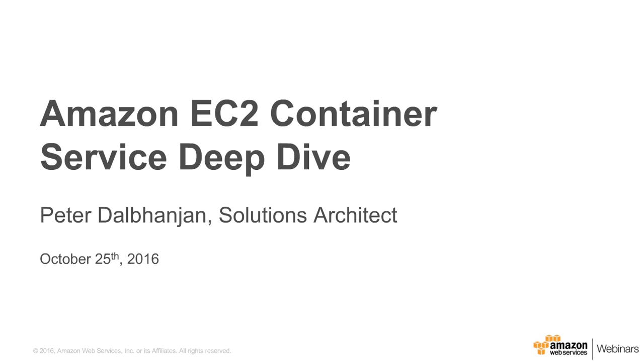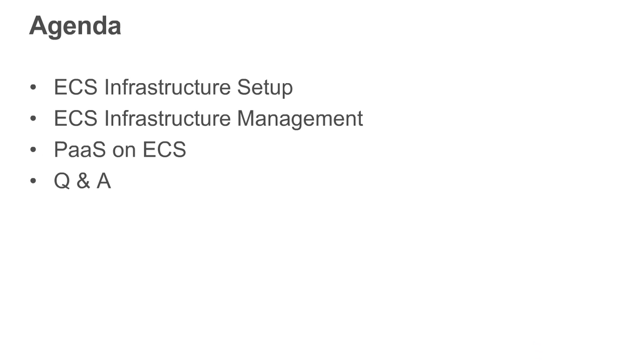Let's get started. So here's the agenda for today. First, we will review a few best practices for setting up your ECS infrastructure. And then we will review how to better manage your ECS infrastructure. In this section, we'll cover monitoring, logging, security, service discovery, and automated scaling. Then we will take a look at a few platforms as a service that are built on top of ECS. And lastly, we'll do the Q&A.